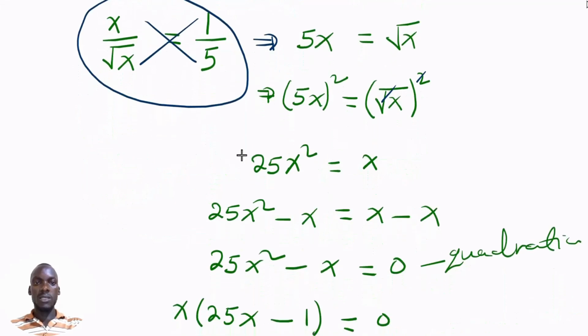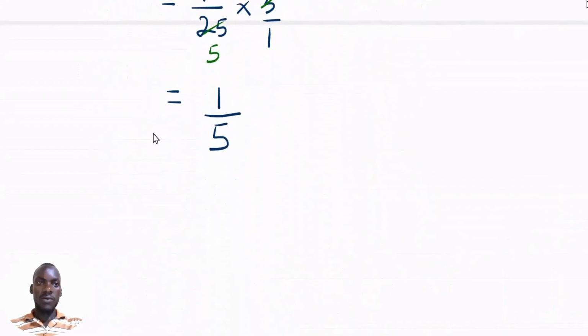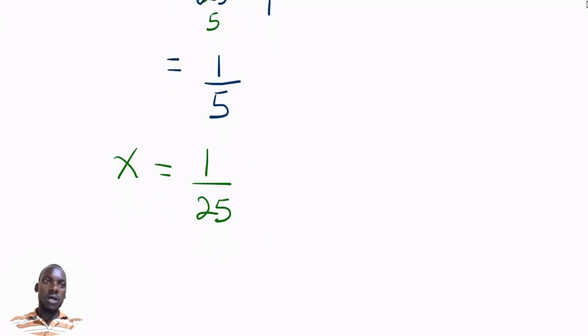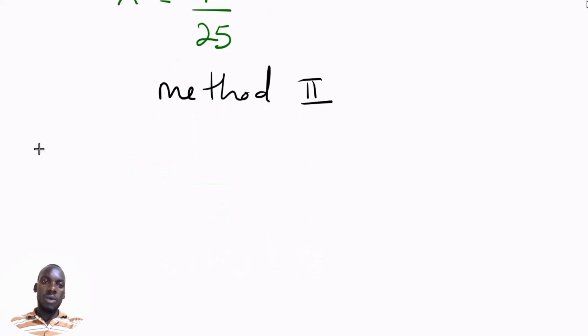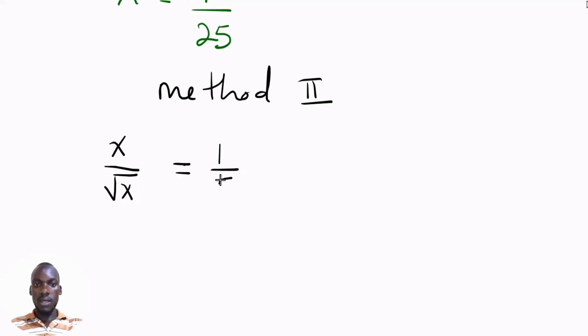So that means the correct value of x should be equal to 1 divided by 25, but not 0. So that has been method 1. We can now try to use method 2, which I've said is the shortest. Remember, we have our expression as x divided by the square root of x being equal to 1 divided by 5.